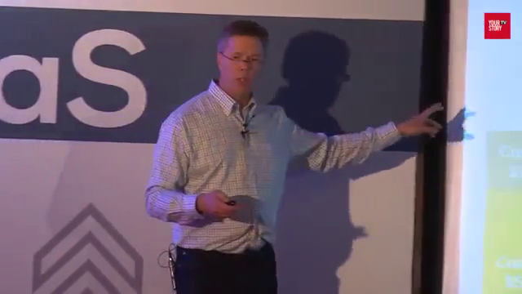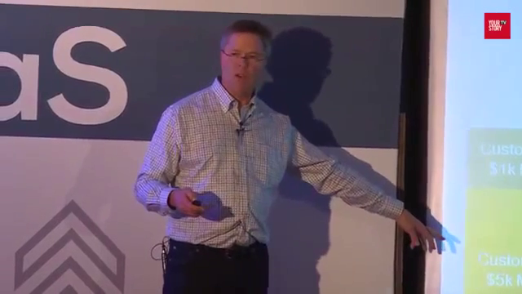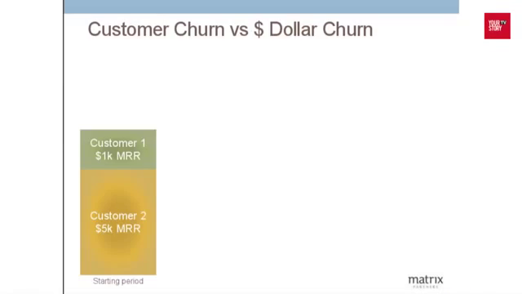So I'd like to explain the difference between two kinds of churn. You can lose customers, but it's slightly different to losing dollars. And let's explain with this simple example how. So right here, we've got two customers only. One of them's paying us $5,000 every month. MRR stands for monthly recurring revenue. And one of them's only paying us $1,000.